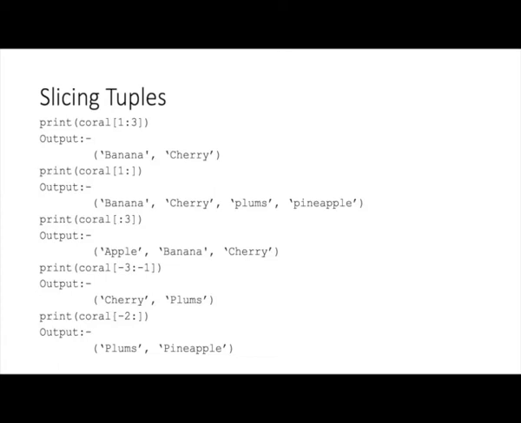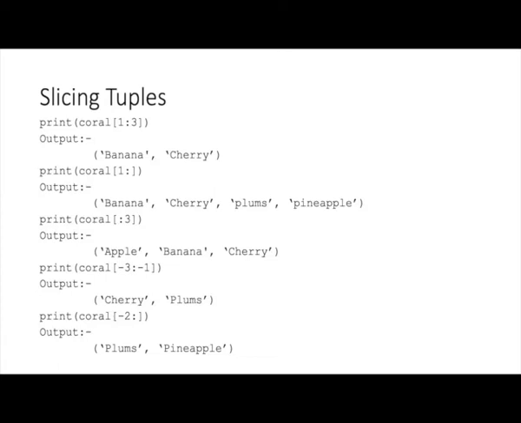Similarly, suppose I want to print starting from index value 1 all the remaining elements of the tuple, then I simply say print from 1 colon. Okay. Then this colon refers to all elements after the index value 1. Now, you see that in the output I get all the values: banana, cherry, plums and pineapple.